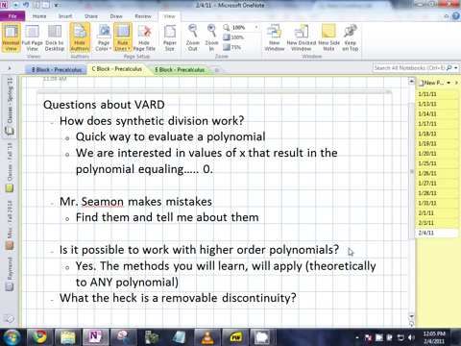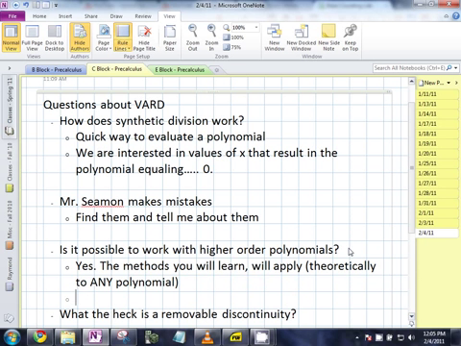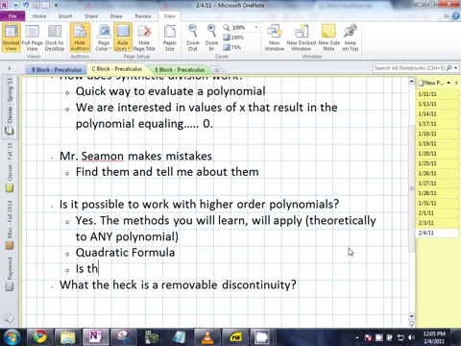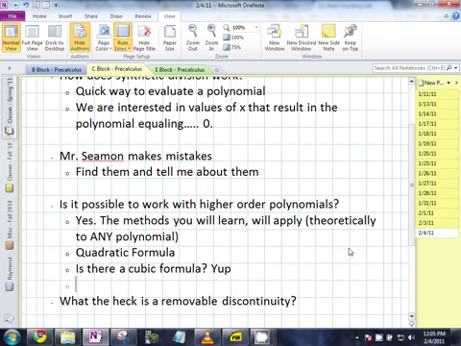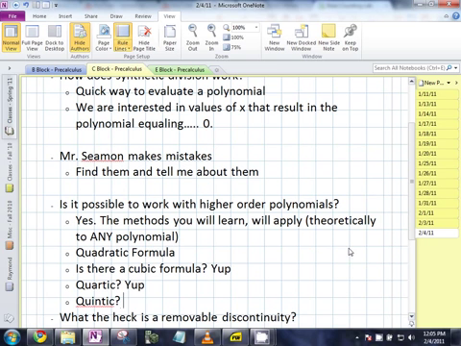What's your fail-safe for working with quadratics? Yeah, you could factor, but your fail-safe is you can always use what? The quadratic formula. You can think of this method as the quadratic formula of these higher order polynomials, except, is there a cubic formula? What do you think? If there's a quadratic, is there a cubic? Yep, there is. Quartic, fourth degree? What do you think? Yep. Quintic? What do you think?